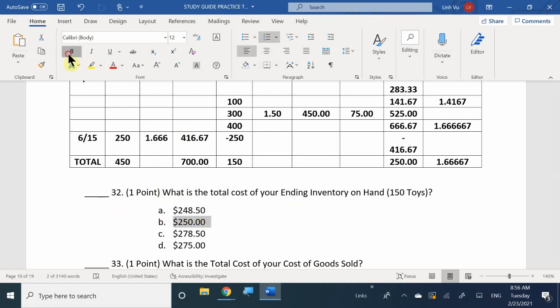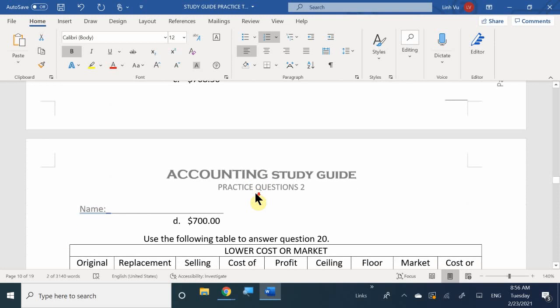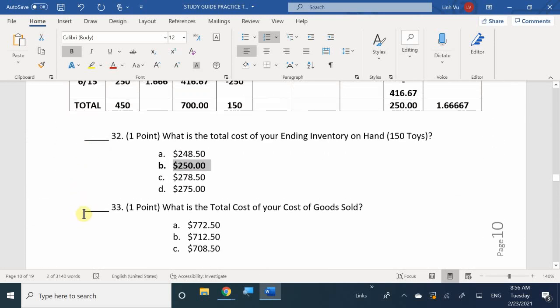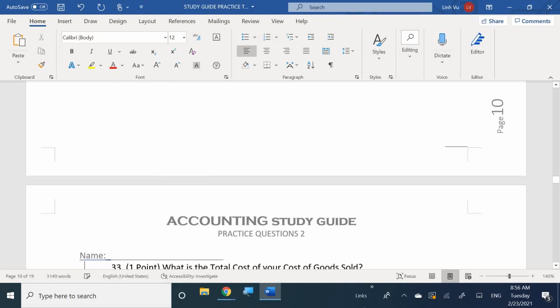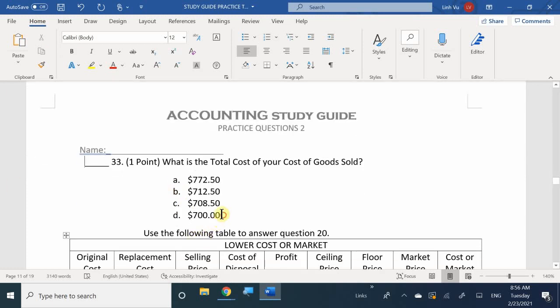250. B, 250. And then lastly, what is the total cost of your cost of goods sold? So in this case, if I pull my answer, it is going to be 700. D, 700. All right, good.